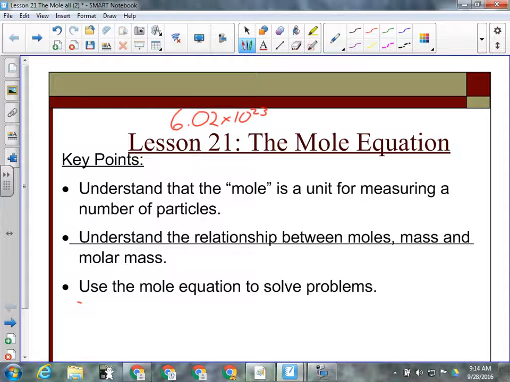We use scientific notation to make numbers short enough to fit on paper. If I want to write this number out in long form, it's 602 with 21 zeros behind it. It is impractical for me to write that number out in long form, so what I do instead is I write it out in what's called scientific notation.